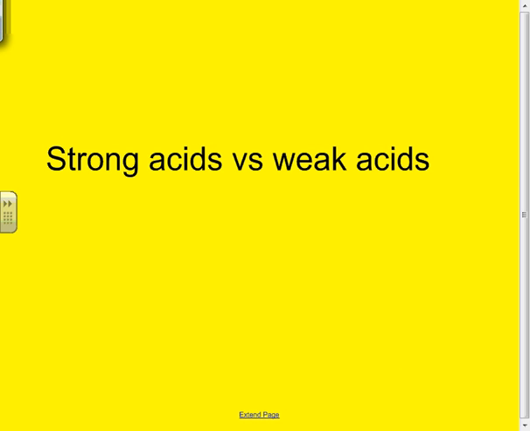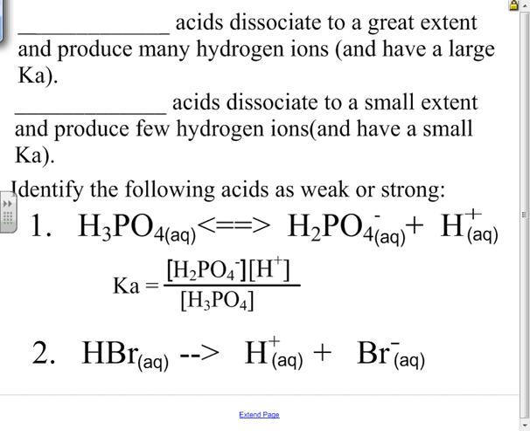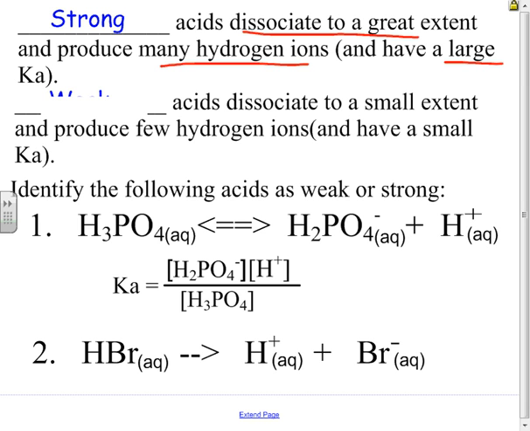Strong acids versus weak acids. Strong acids dissociate to a great extent, produce many hydrogen ions, and have a large Ka. Weak acids are the opposite. They dissociate to a small extent and therefore produce few hydrogen ions and have a small Ka.